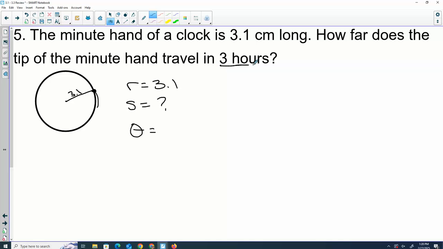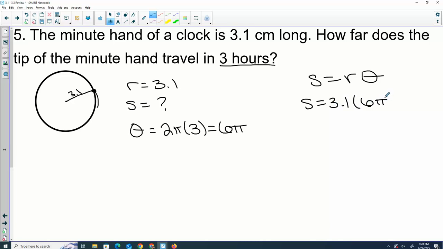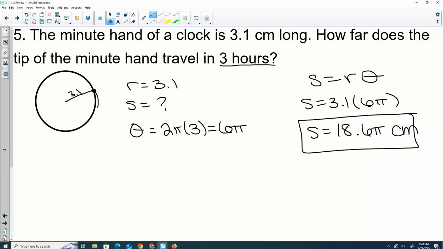Okay, so theta, we need an angle. What I gave you is 3 hours. But we know that every hour, how far does the minute hand move? 360 degrees, or in radians that is 2 pi. So to find our angle, you have to take 2 pi times 3. So our angle is 6 pi. So then we can do S equals R theta. So 3.1 times 6 pi. And I get 18.6 pi centimeters.